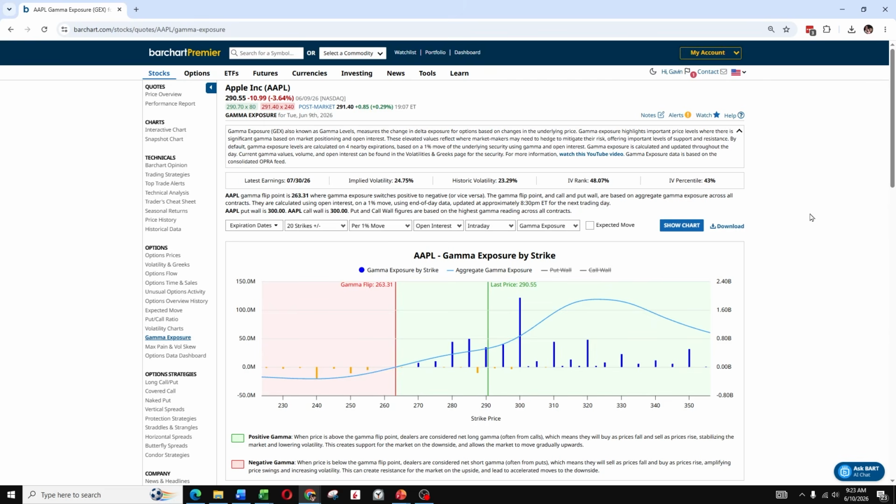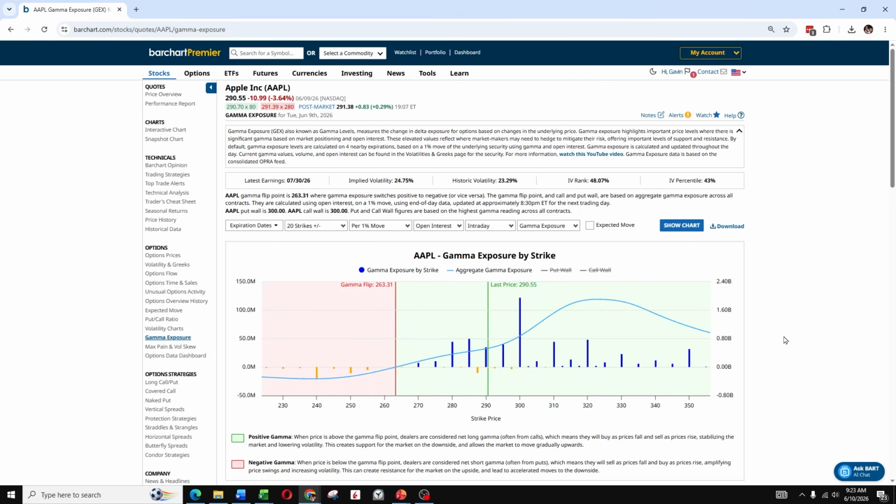The gamma flip point is way down at 263.31. So that gives us over 27 points of buffer above the flip point. And the stock is sitting comfortably in positive gamma territory, deep in this green zone. Lots of blue bars here, lots of open interest in the calls.